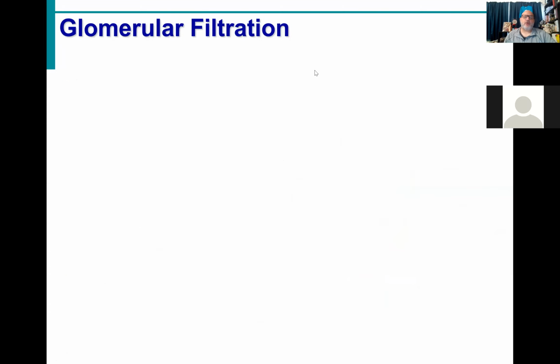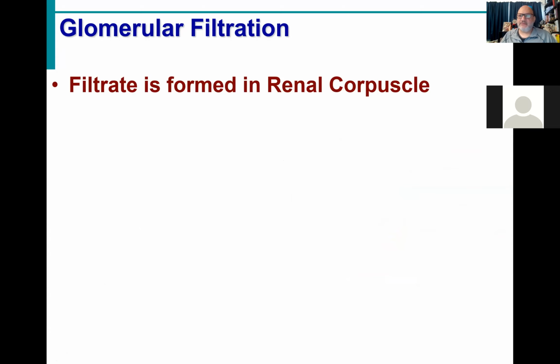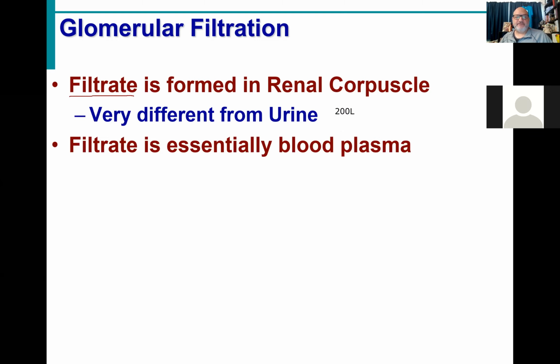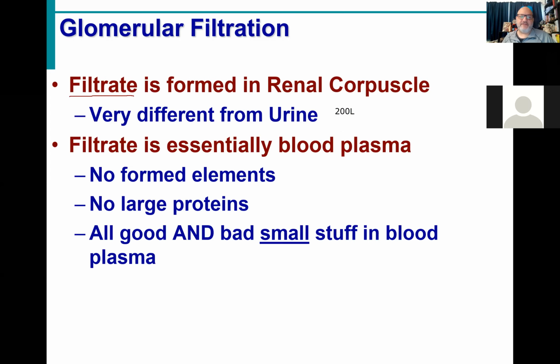So let's work our way through these processes, starting with glomerular filtration first. Again, as we've talked about, this occurs only at the renal corpuscle. And again, as I keep emphasizing, filtrate is very, very different from urine. Aside from the fact that we are producing 200 liters of it, and we don't produce 200 liters of urine, essentially what filtrate is, is blood plasma and anything small enough to fit through that filtration membrane.